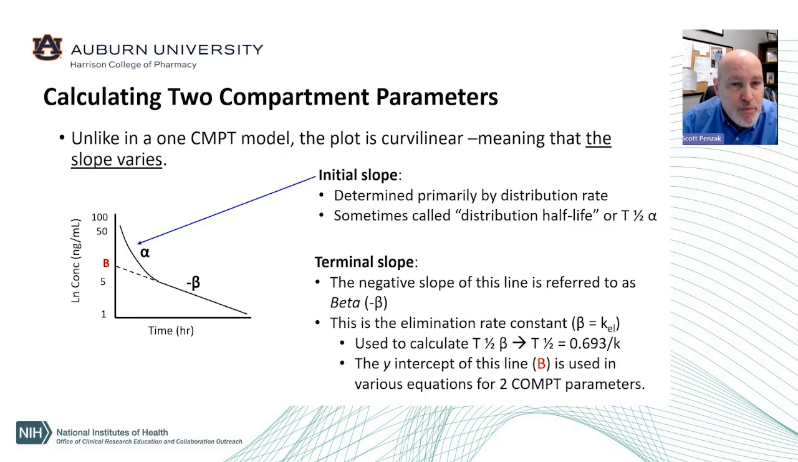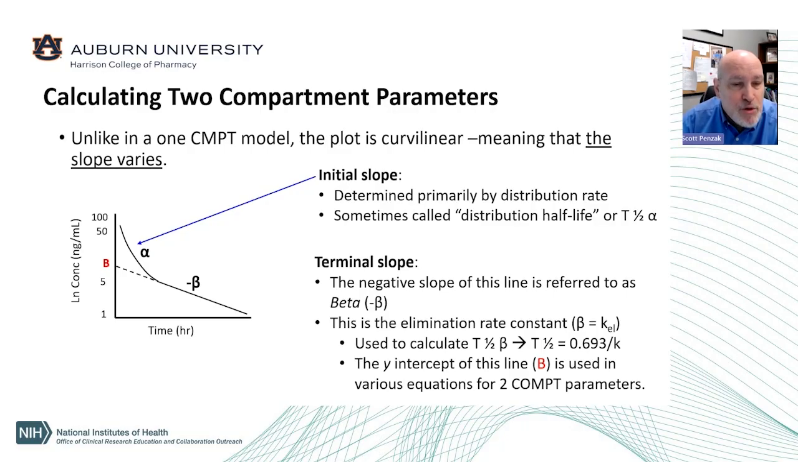But the terminal slope, again, focusing on what this capital B here is, the negative slope of the line is referred to, like I said, as beta, and this is the elimination rate. Beta is the same as terminal elimination, or KEL, and it's used to calculate T1/2 beta. Now, the y-intercept of this line, now we're finally getting to what this capital B is all about. The y-intercept of this line, in other words, where you back extrapolate it to the y-axis, is used in various equations for two compartment parameters.